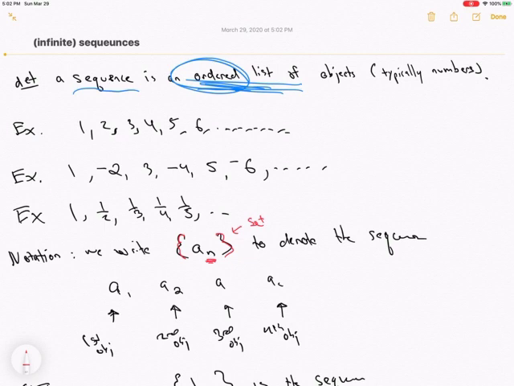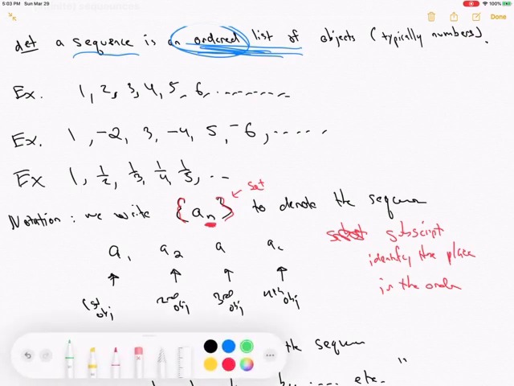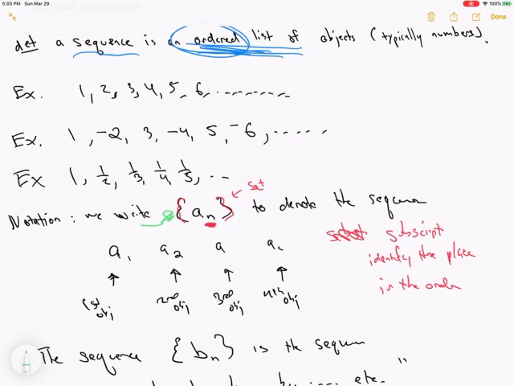So in this case, the common letter is A, and then there's a certain subscript, and the subscript is used to identify the place of whatever in the order. Okay, so this notation here, in brackets, is the same as just saying this. There's an object A1, then an object A2, then an object A3, and an object A4.